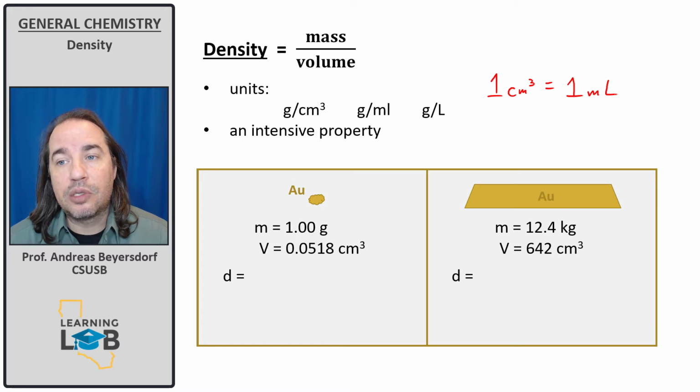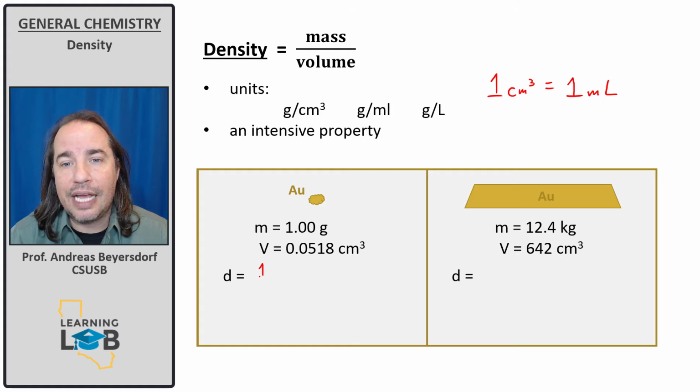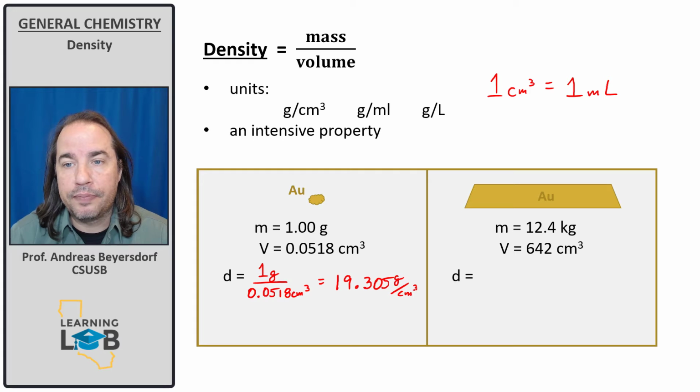Let's say we have a small nugget of gold. It is 1 gram and it has a volume of 0.0518 centimeters cubed. So if I want to find its density, I can take 1 gram, I can divide by this volume, and I'm going to end up with 19.305 grams per centimeter cubed.